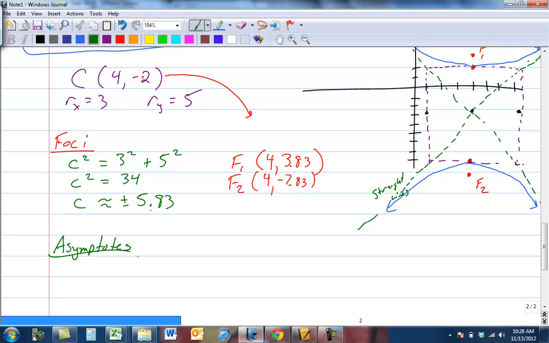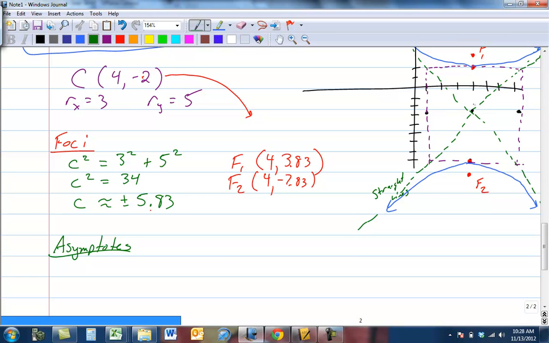Now, the asymptotes are two lines. Even though mine don't look like it, they're straight lines. Now, we're going to find the equation of these lines. And point slope form is fine. But if we're going to use point slope form, we need both a point and a slope.